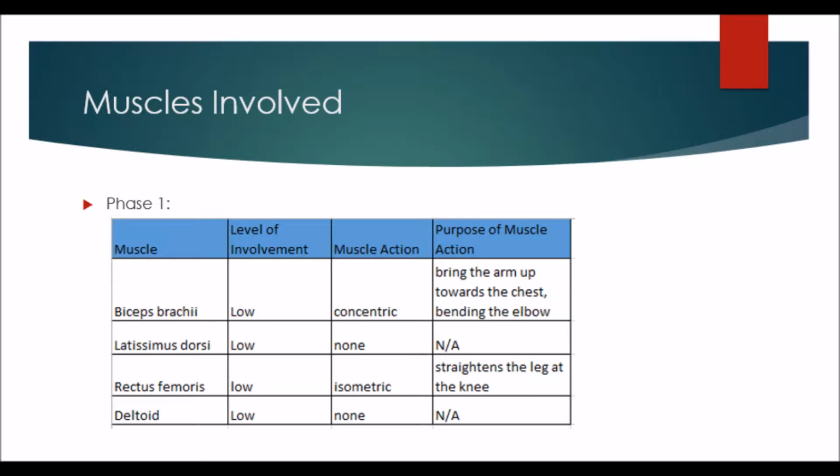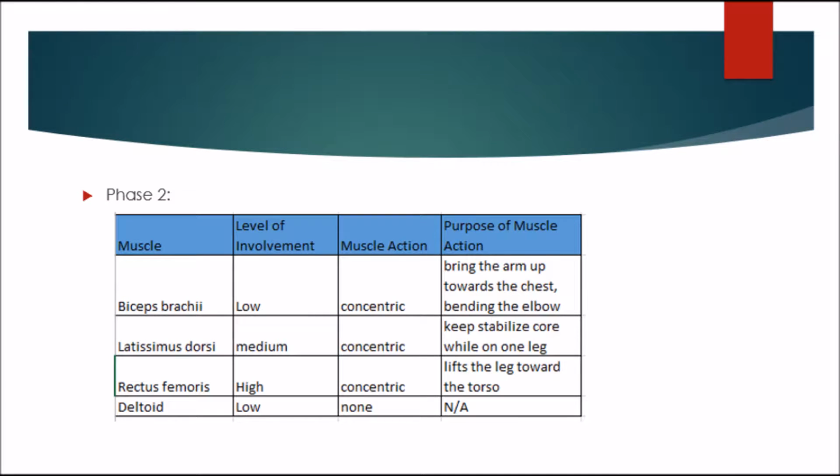And then here are the pictures for each of the phases. And the muscles involved in all the phases that I decided to talk about were the biceps brachii, the latissimus dorsi, the rectus femoris, and the deltoid. So I chose some from the arm, the back, and the leg.